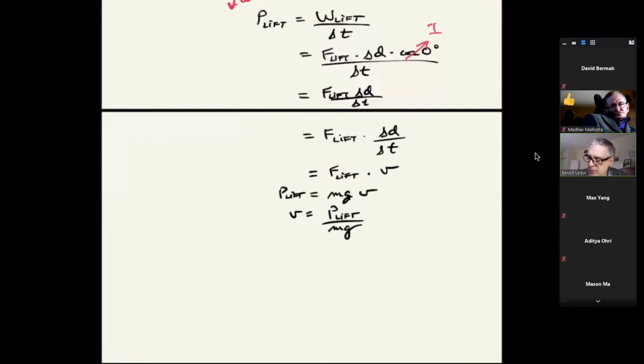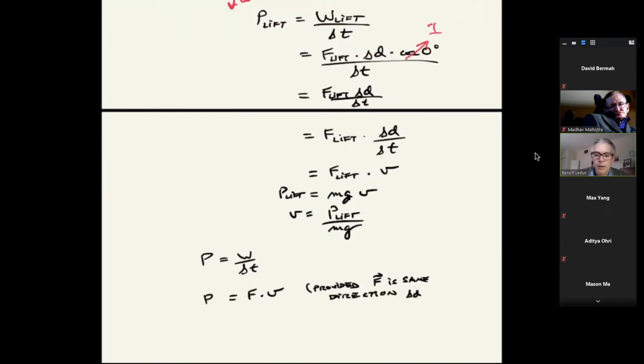Another formula. Remember here, the power is work over delta T. It's also equal to this here, provided that the force is in the same direction as delta d. So that's another formula that sometimes may be useful.